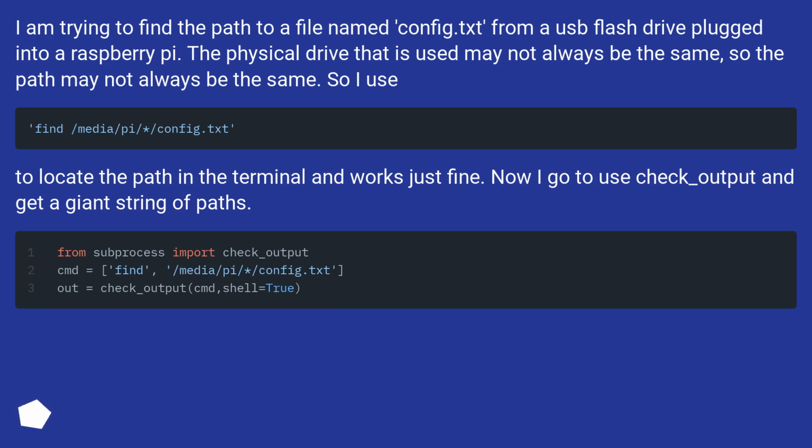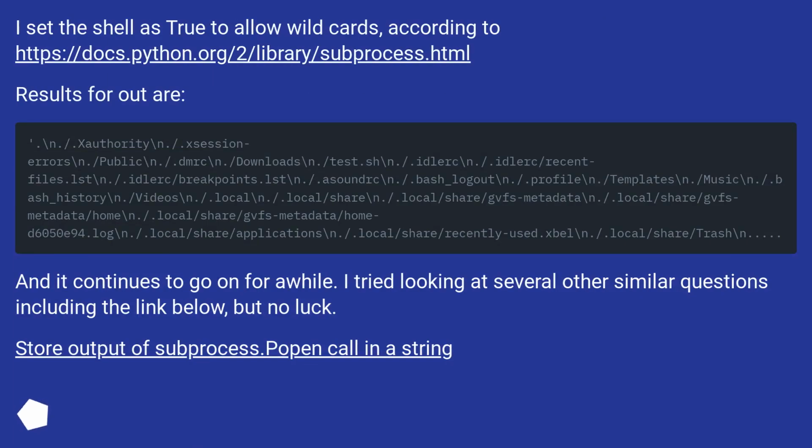Now I go to use check_output and get a giant string of paths. I set the shell as true to allow wildcards, according to this URL. Results for out are, and it continues to go on for a while.